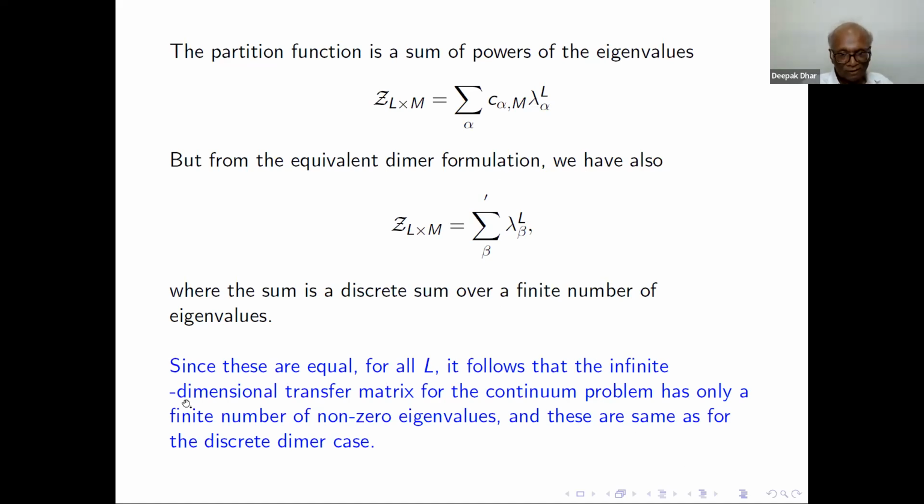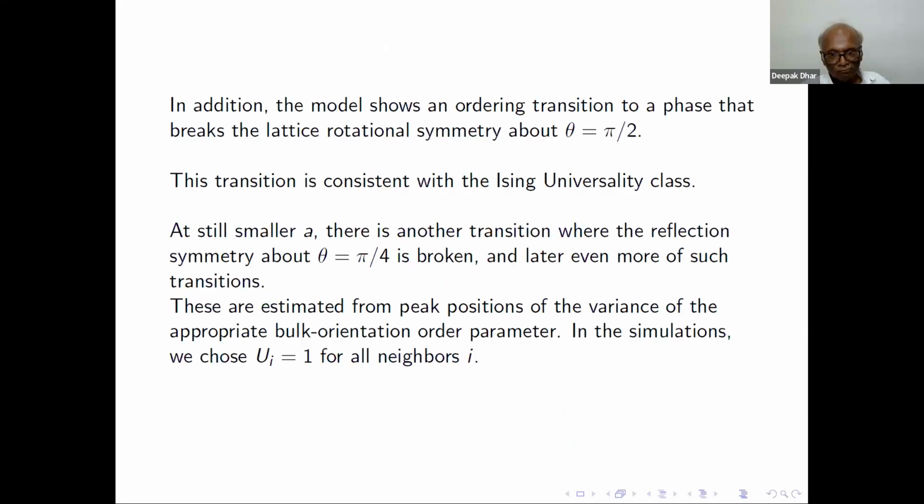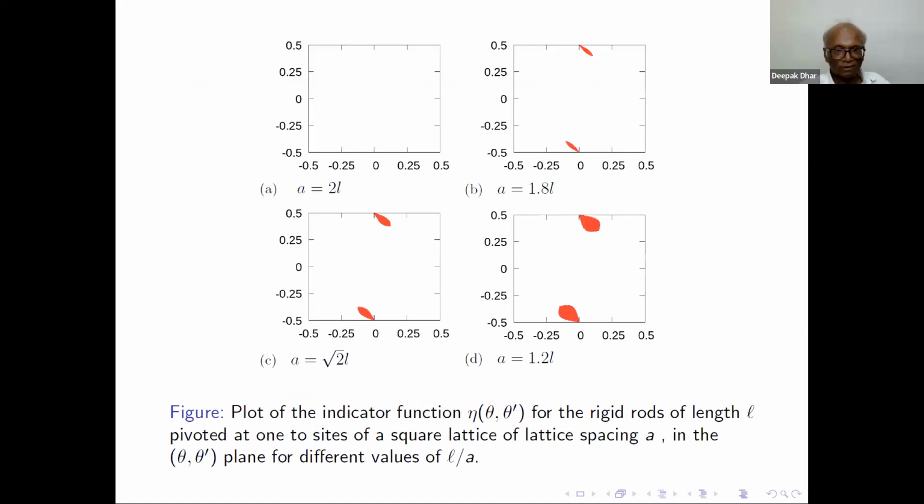And this is the same as in the discrete case. And as a simple check, you can take the one-dimensional problem, as the dimer model is exactly solvable. And the transfer matrix for the continuum problem is not so simple, but can be shown to have only one non-zero eigenvalue in this A over the G. So it's non-trivial to find a transfer matrix, which, if I remind you, looks like that one. This is the T of theta theta prime, some funny 1-0 function. And it's not immediately clear that its eigenvalues will have that structure.